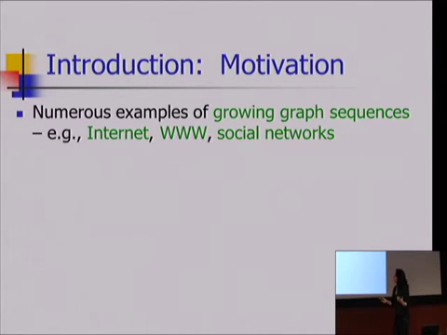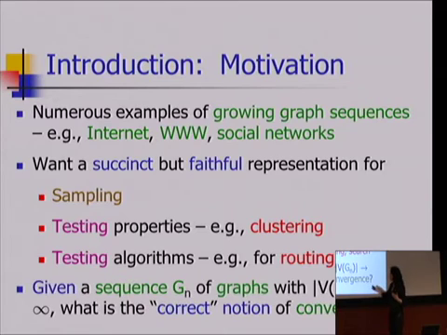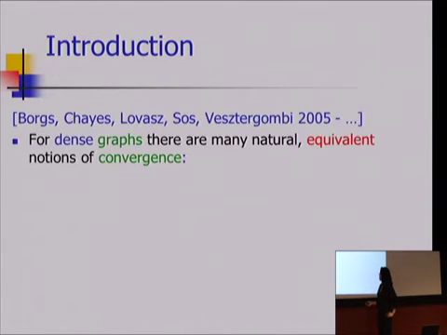Okay, so why are we interested in this? Well, this started about 7 or 8 years ago. We were thinking of growing graph sequences that people were concerned about, and we wanted a succinct but faithful representation of those sequences, of the limits of those sequences, so that we could do sampling, testing. And so the first thing that we asked was, given a sequence of graphs, what is the correct notion of convergence, or what's a natural notion of convergence?